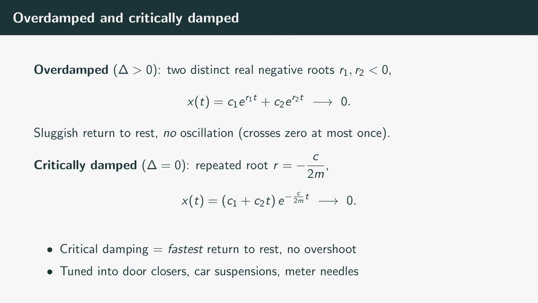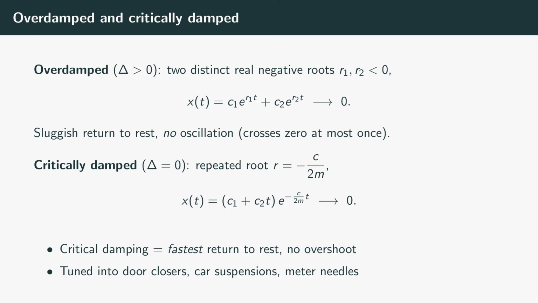Now the 2 heavily damped cases. Overdamped with a positive discriminant gives 2 distinct real roots, both negative. The solution is a sum of 2 decaying exponentials, c1e to the r1t plus c2e to the r2t, and it sinks back to rest without ever oscillating. It can cross 0 at most once. Think of a screen door with a strong closer, easing shut slowly.